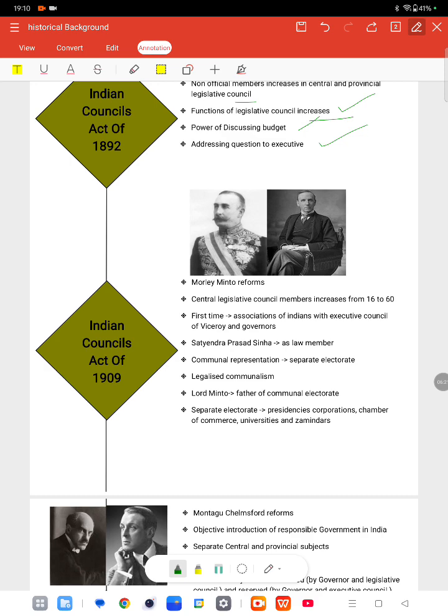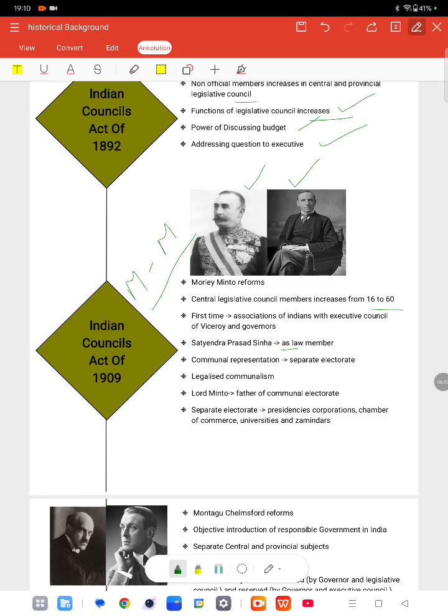Now we have another, that is the Indian Councils Act. So we can call it MM, that is Morley-Minto. The Indian Councils Act of 1909, although we consider it a reform, is Morley-Minto. Central Legislative Council members increased from 16 to 60. For the first time, the association of Indians with the Executive Councils of the Viceroy and Governors happened.